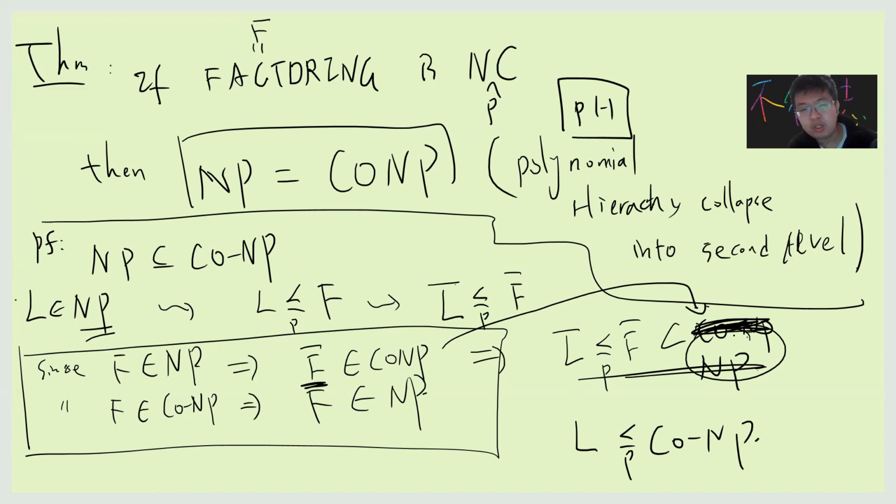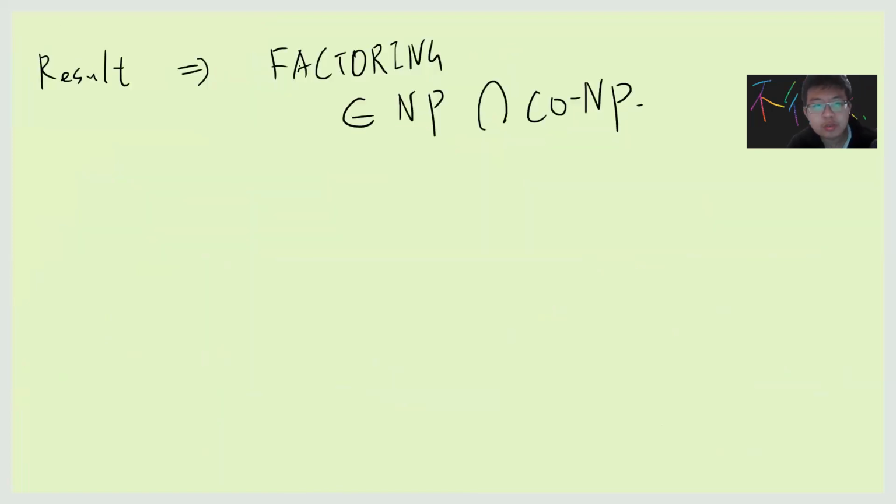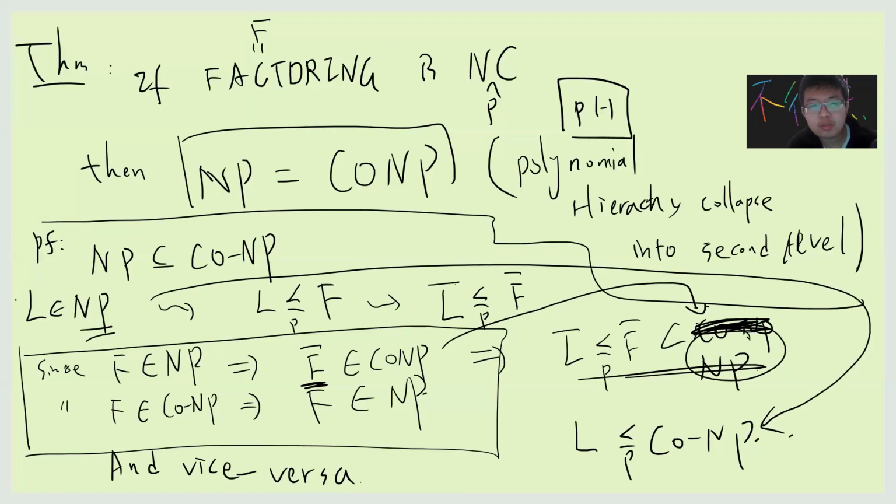I can put NP here, because F bar is basically coNP or NP. So if I put NP here, I can take complements on both sides. I get that L is polynomially reducible to coNP, which proves that NP is a subset of coNP. And then vice versa. So now you have proved that NP is a subset of coNP, and coNP is a subset of NP. So basically, you prove that NP equals coNP.